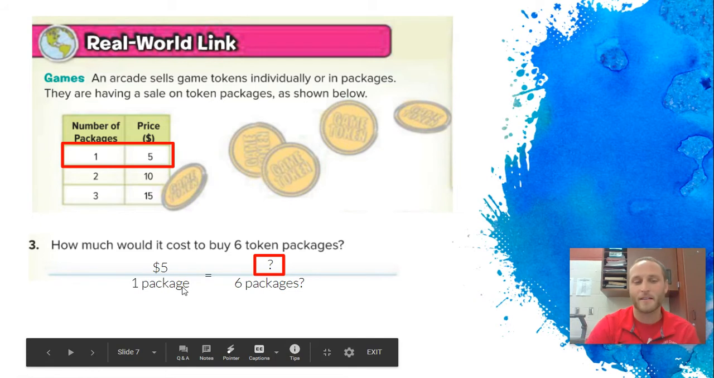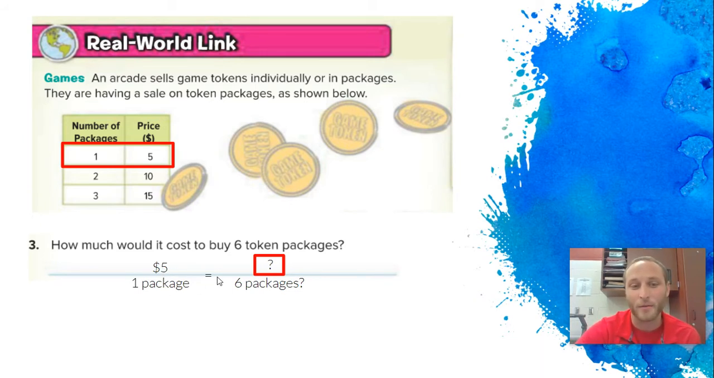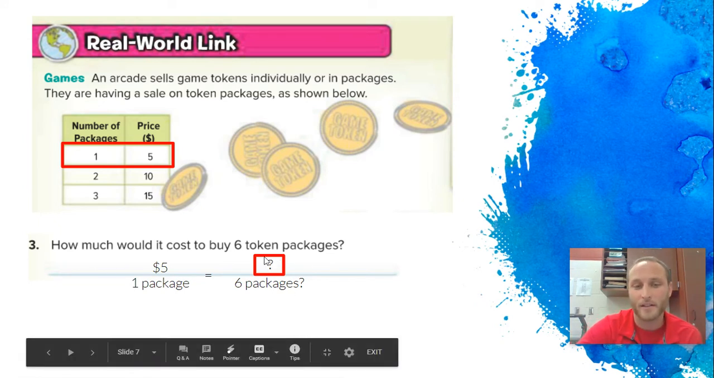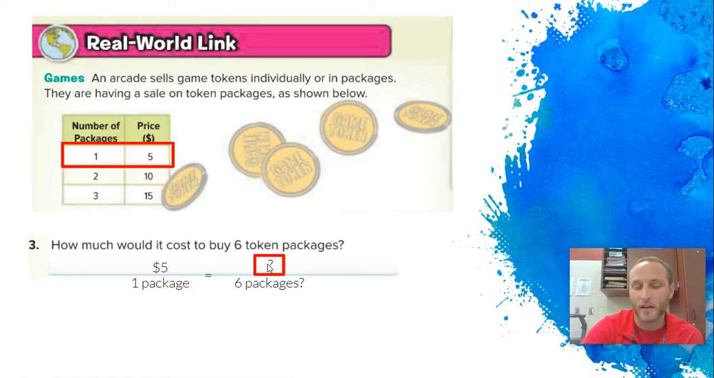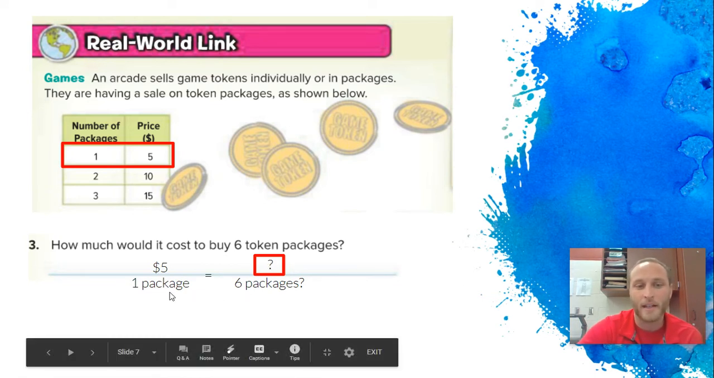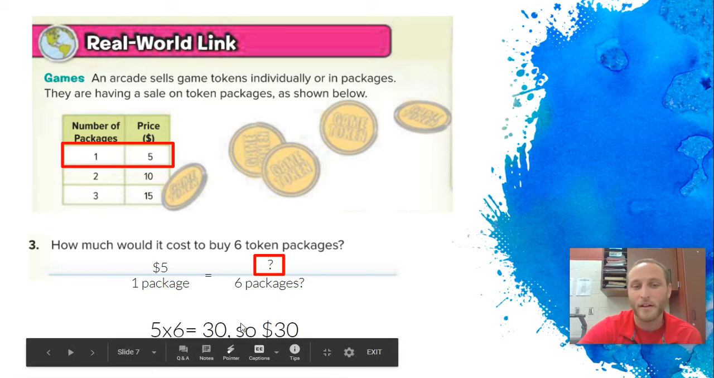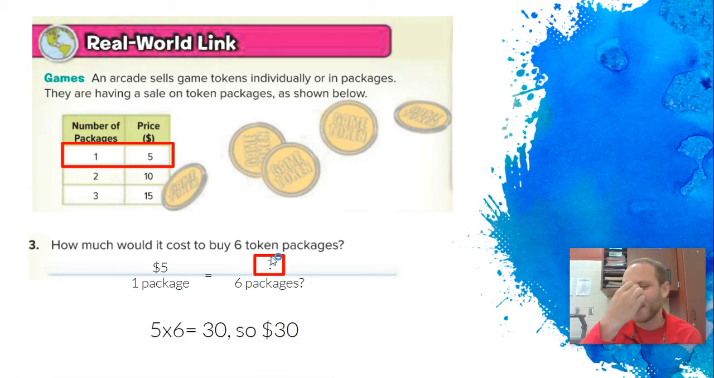So if I had set this up like this, I could take the unit rate, $5 per package, and set it equal to this question mark number over 6 packages, because we want to figure out how much it's going to cost, right? So I could also look for patterns this way. To get from 1 to 6, I have to multiply by 6. Whatever I do to the bottom, 1 times 6, I have to do to the top. So 5 times 6 is 30, which means this number up here would be $30.